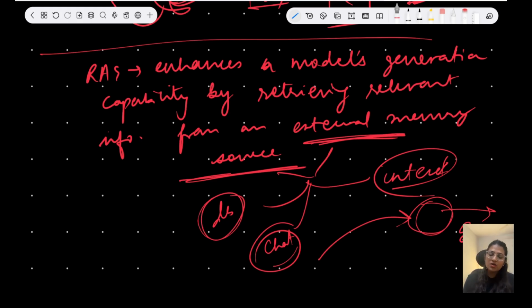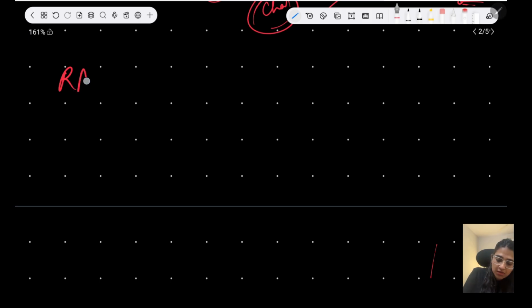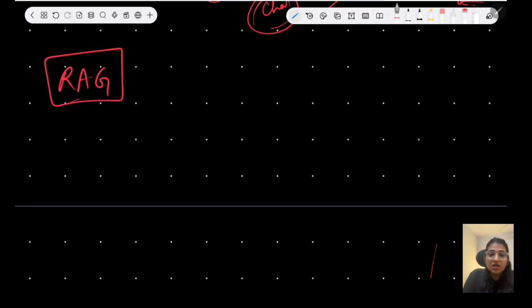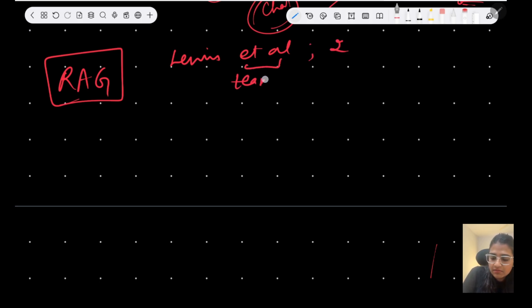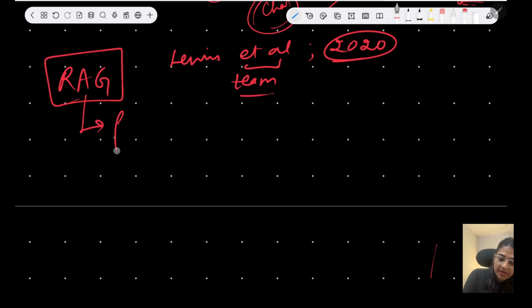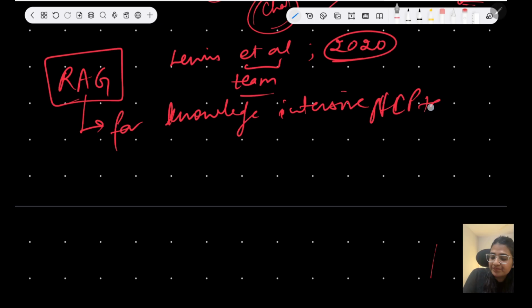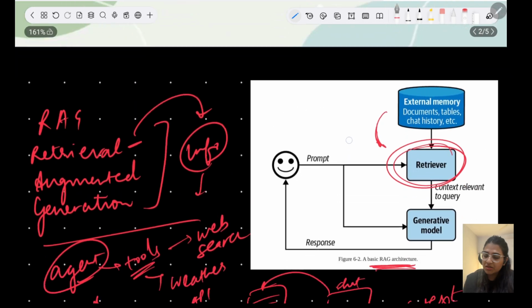Now, how did the term RAG come into being? The term RAG, or Retrieval Augmented Generation for knowledge-intensive tasks: originally, there was a person called Lewis, and Lewis et al. published. "Et al." means his team, Lewis and his team. They published a paper in 2020 where they first talked about retrieval augmented generation for knowledge-intensive NLP tasks. This paper is the one that proposed this architecture.